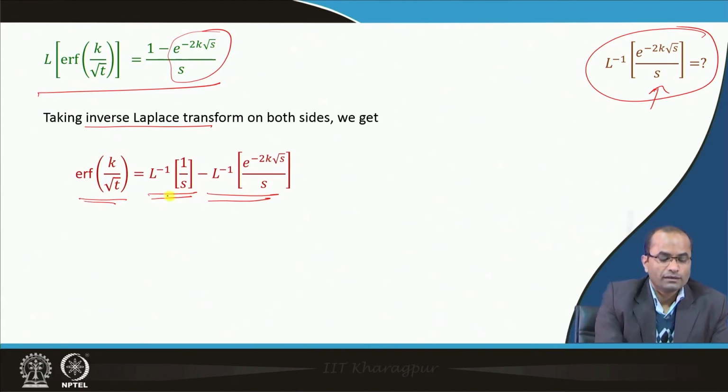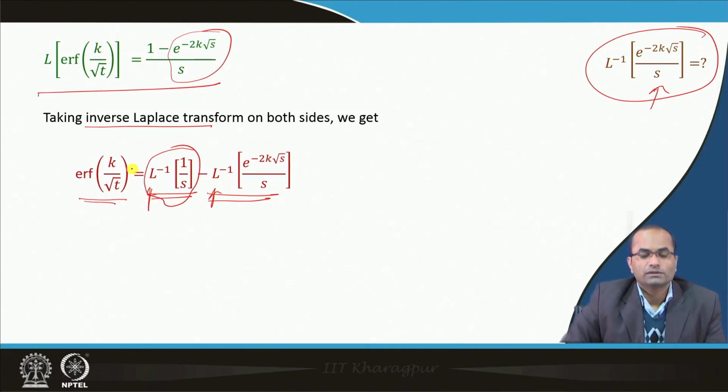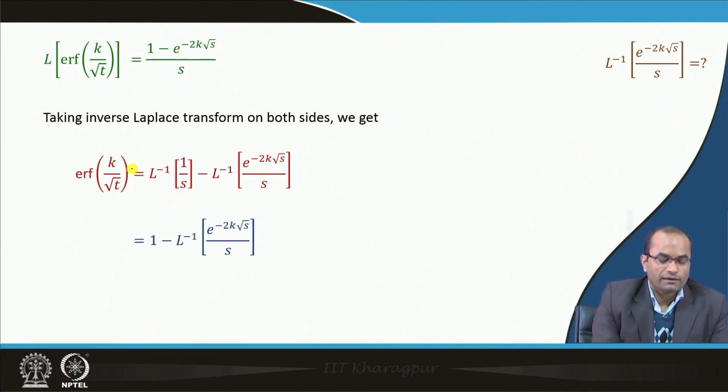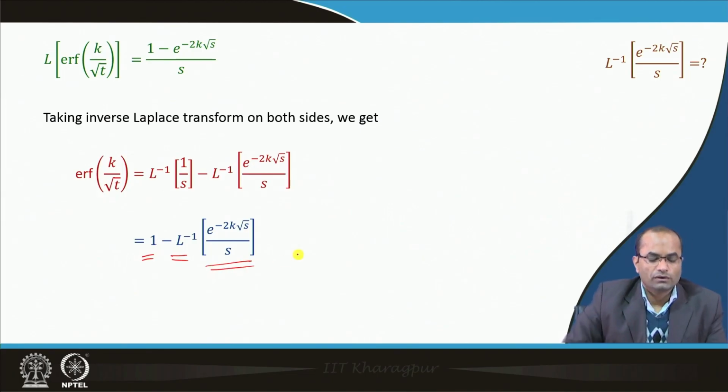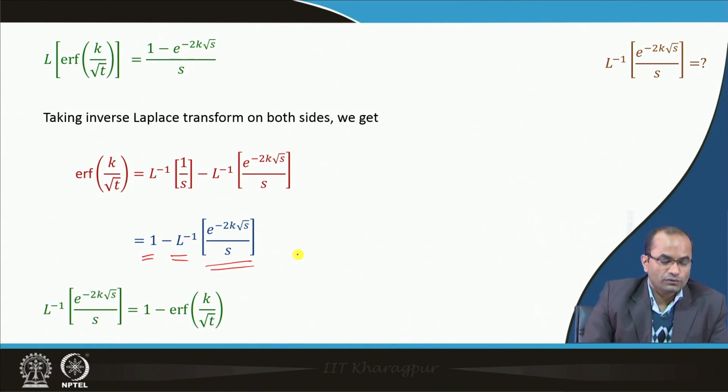So, the linearity of the Laplace transform is used here. The Laplace inverse of 1 over s we know is 1, and then minus the Laplace inverse of this function e power minus 2 k square root s over s. So, what we get is that the Laplace inverse of e power minus 2 k square root s over s is 1 minus this error function, which can go to the right hand side.